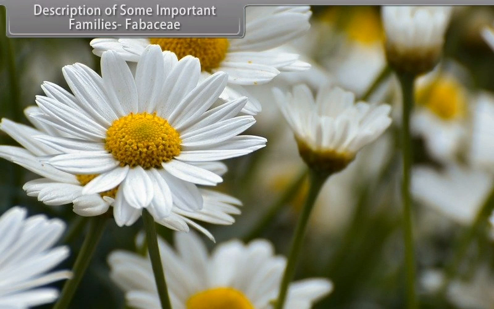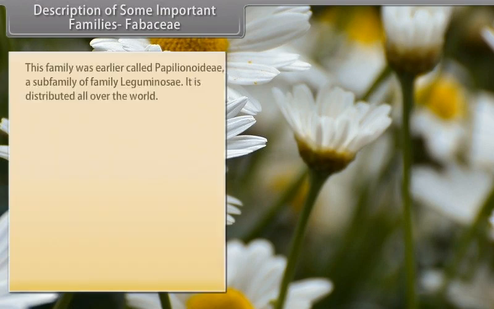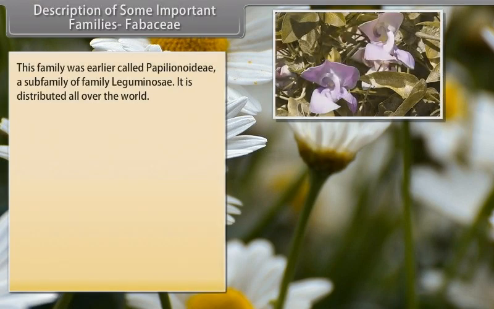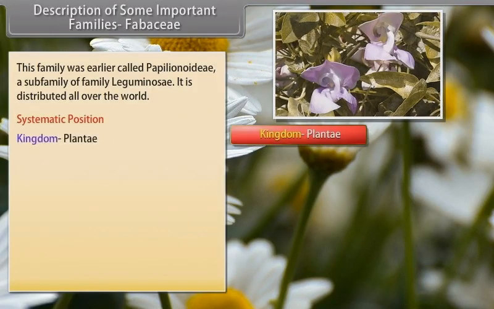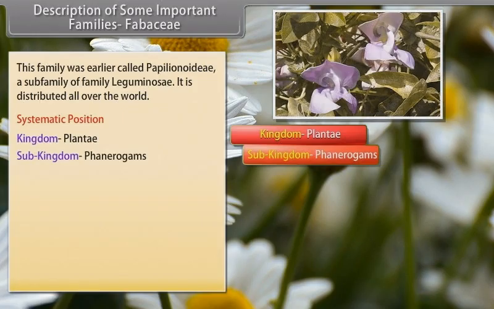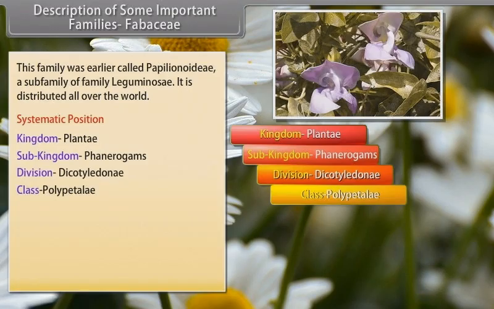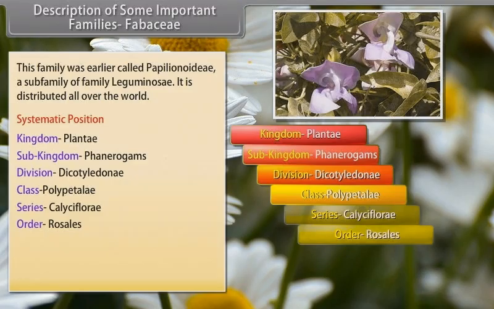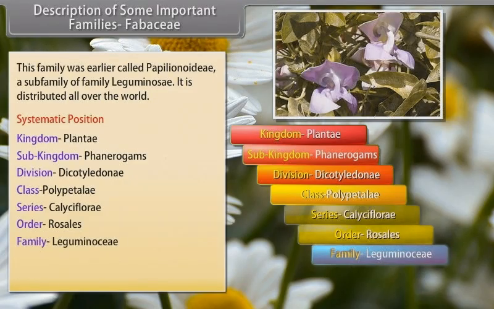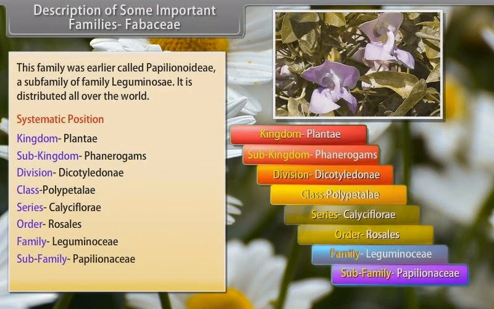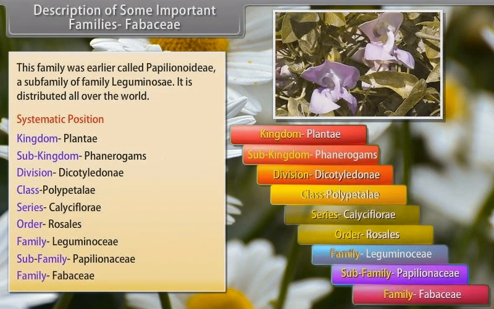Description of some important families. Fabaceae. This family was earlier called Papilionatae, a subfamily of family Leguminosae. It is distributed all over the world. Systematic position. Kingdom Plantae. Subkingdom Phanerogamae. Division Dicotyledonae. Class Polypetalae. Series Calyciflorae. Order Rosales. Family Leguminosae. Subfamily Papilionaceae. Family Fabaceae.